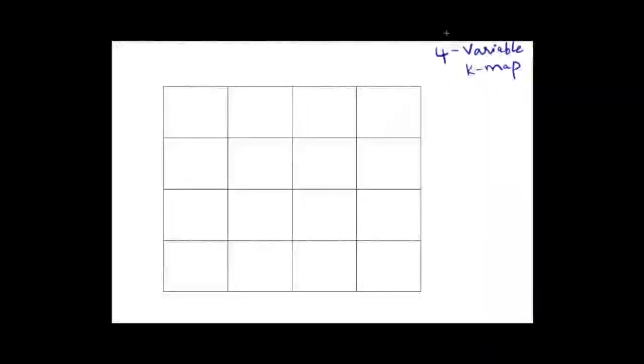Yes, and this is 4 variable K-map. We are going to study about 4 variable K-map. I'll be having 4 variables A, B, C and D. So you have already seen a 2 variable K-map and 3 variable K-map. So here I have 2 variables here, 2 variables here, A, B and C.